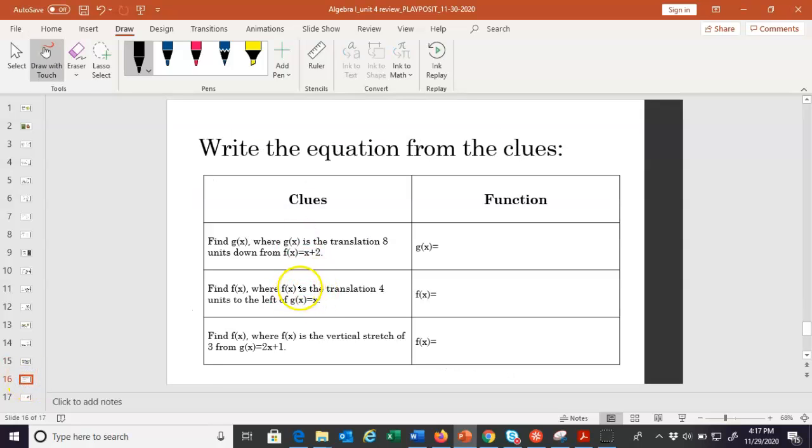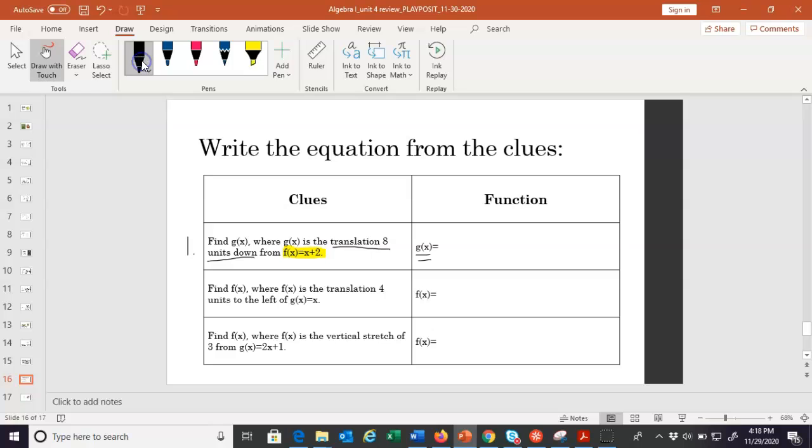Okay, this time we're going to kind of go in reverse. We're going to write the function from the clues. So they're telling us the transformations, and we're going to write the function. So number 1 here, it says to find g of x. So find some new function, g of x, if we do this to f of x. So we're going to translate it 8 units down from here, from the starting point.